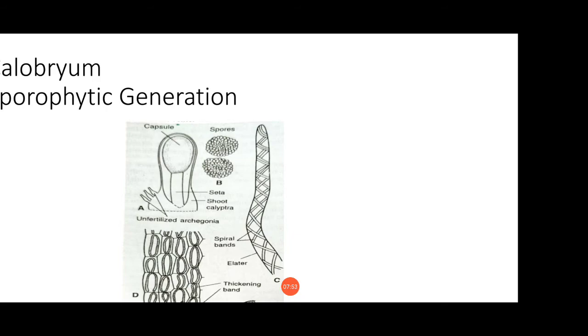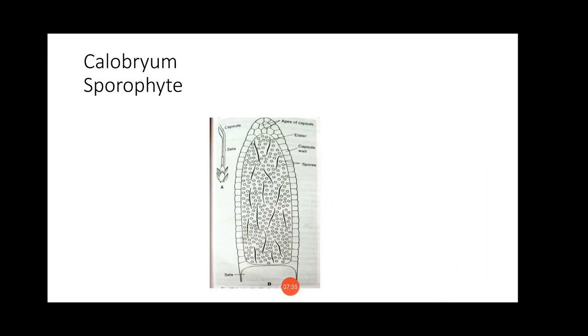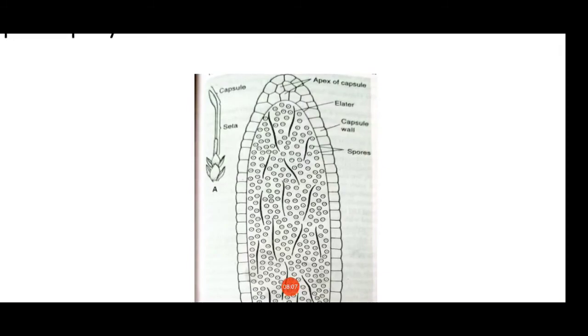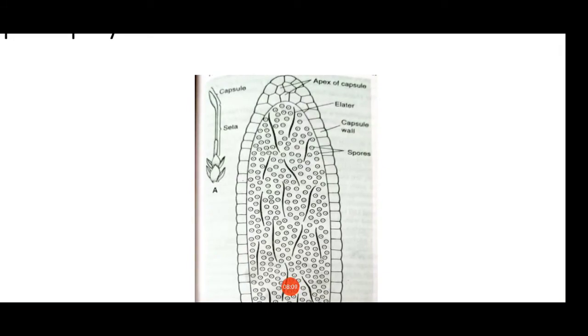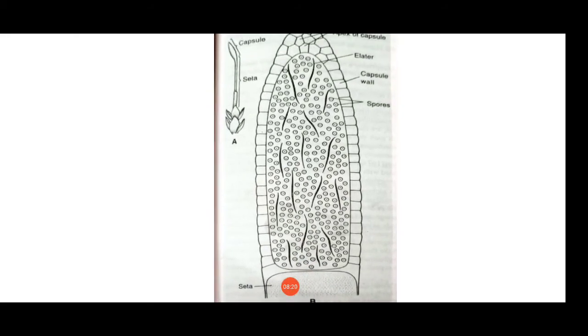Now the sporophyte of Calobryum. Here you can see figure A. This is the upper part of the female gametophyte bearing the sporophyte terminally, and B is the LS of the capsule.